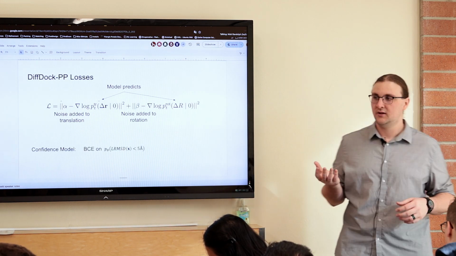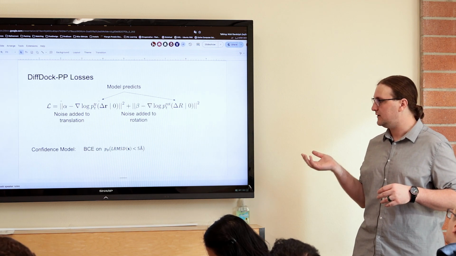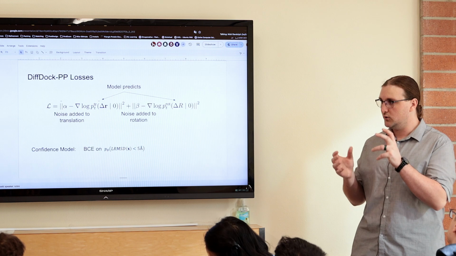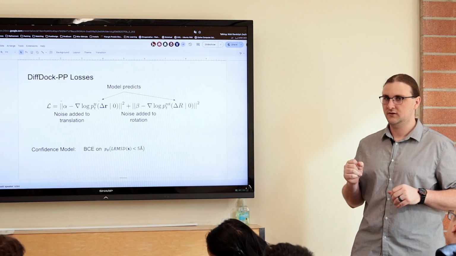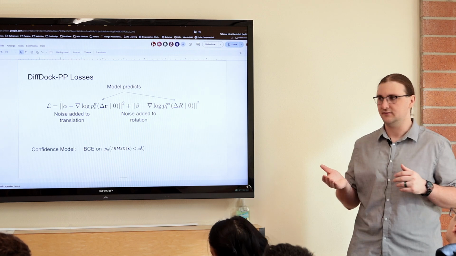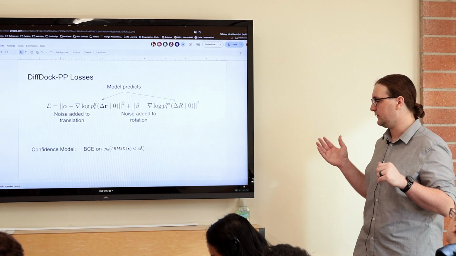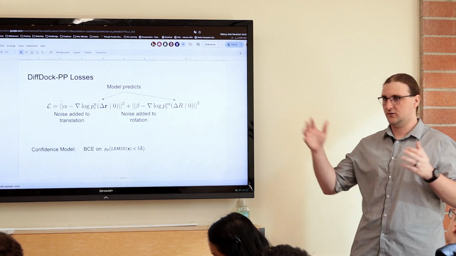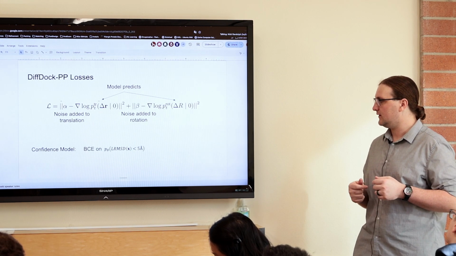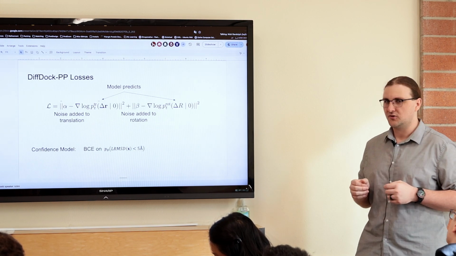And for the confidence model, it's just learning a binary cross entropy on the probability that the ligand RMSD of this pose is less than 5 angstroms. So not a super strict cutoff. 5 angstroms isn't large, isn't terribly small, but it's also not exorbitant. So it's a reasonable estimate, but maybe there's a lot more learning to be had there.